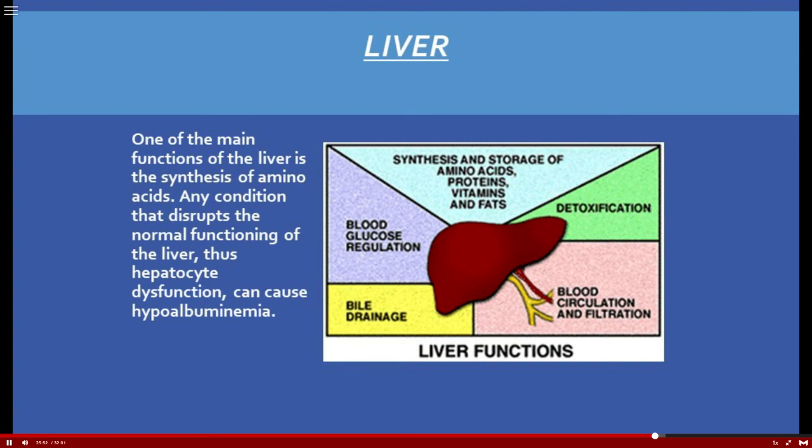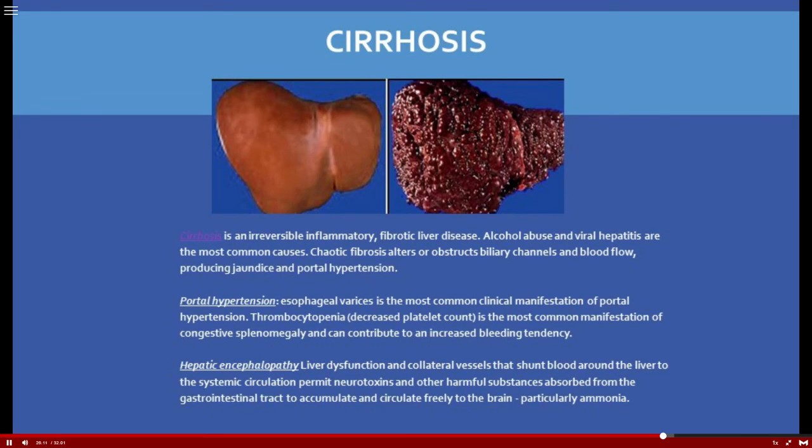Any condition that disrupts the normal functioning of the liver, thus hepatocyte dysfunction, can cause hypoalbuminemia. And once again, go back to exam 1. Think about how important protein is in our body. So first, let's talk about cirrhosis. Cirrhosis, it is an irreversible inflammatory fibrotic liver disease. So when you look at that picture, that's a real pretty healthy liver up there, and then look right next to it. That's a fibrotic liver.